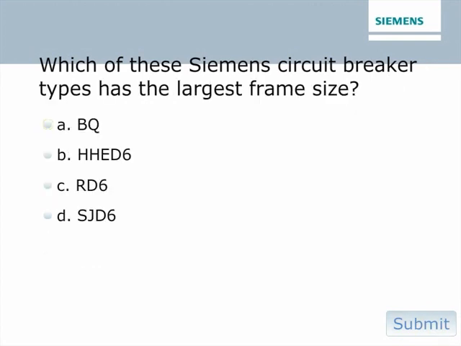Question 13. Which of these Siemens circuit breaker types has the largest frame size? Is it A, BQ, B, HHED6, C, RD6, or D, SJD6?